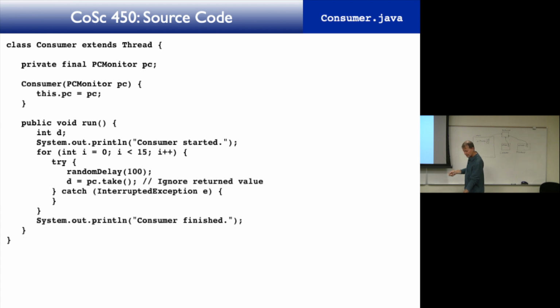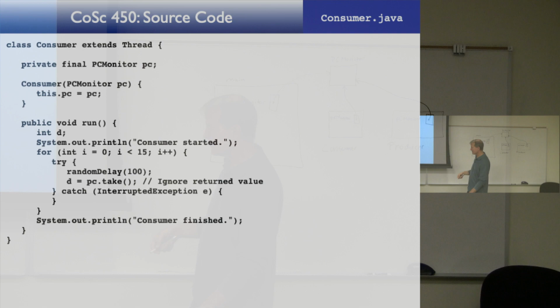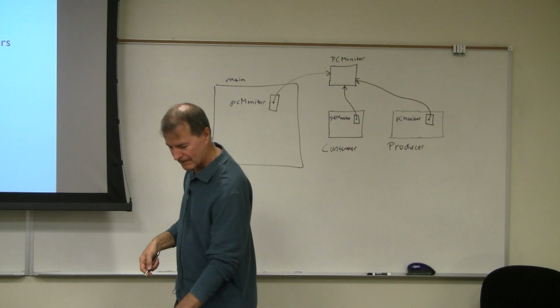And then look at how the code is so similar. Here's the producer code, now look at this slide. There's the consumer code. It's the exact same thing, only the consumer started, and then here's what the consumer does. Loops 15 times and gets that. All right.